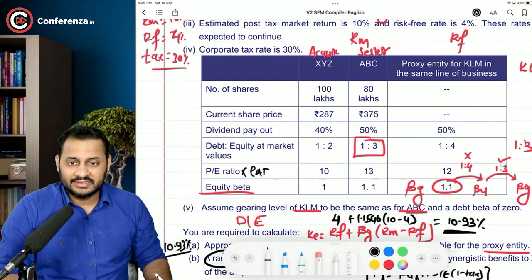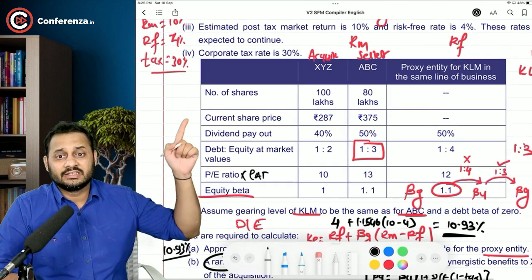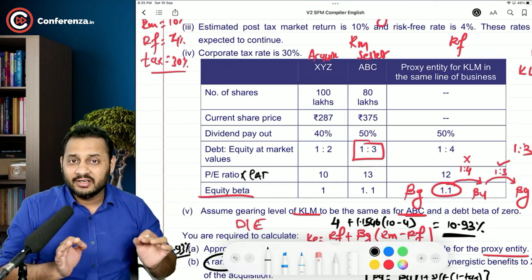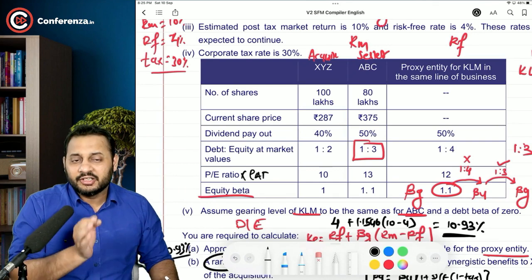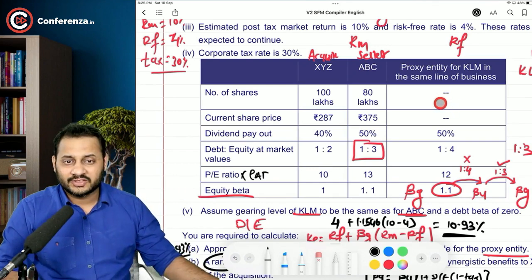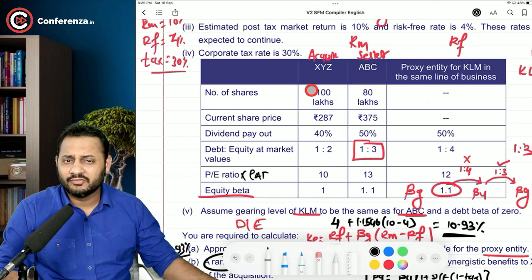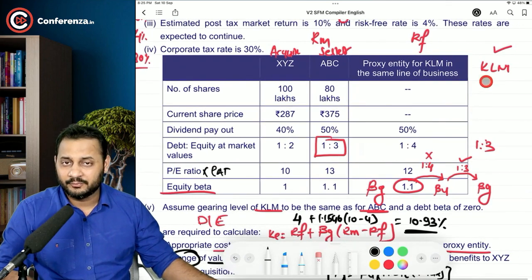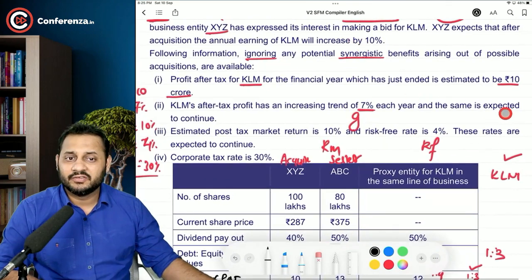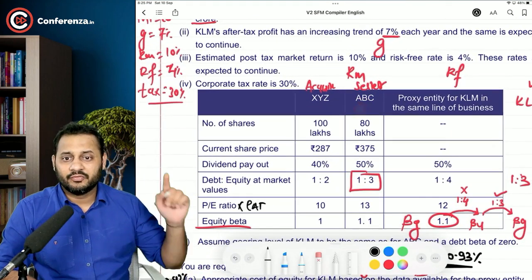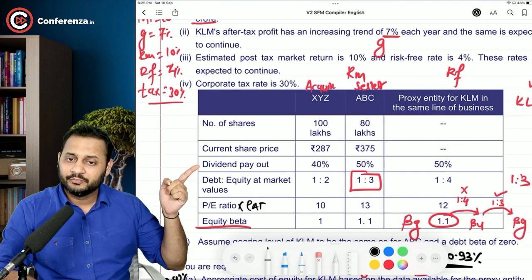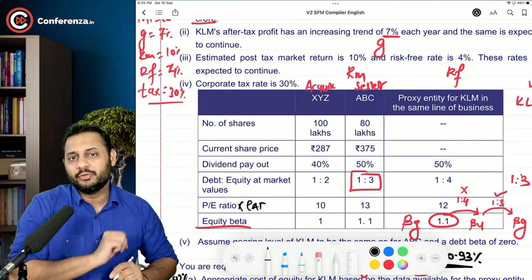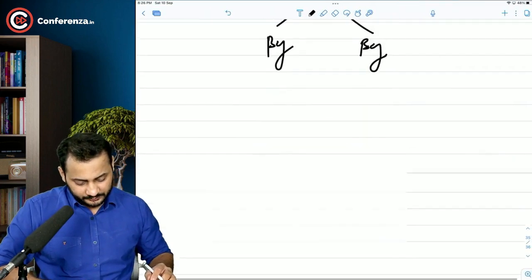One basis could be the current share price, but try to understand, the share price of KLM is not given. It's of XYZ and ABC. We don't want to calculate the value of XYZ and ABC. We want to calculate the value for KLM. And KLM's one data which is given is the profit after tax. Profit after tax is used in the dividend model and also in the PE ratio model. There are two models that you can use in this question. So just have a look.